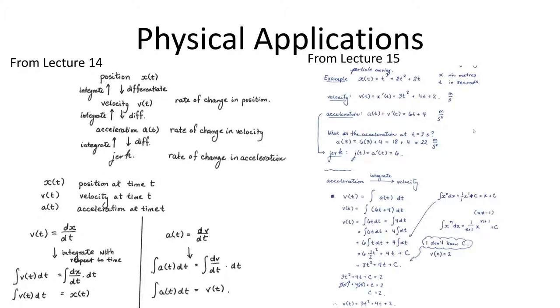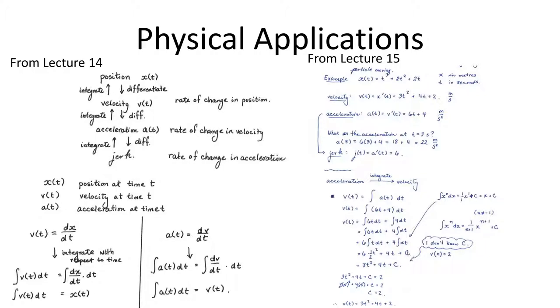We had lecture 15. Here's an example of a particle moving. So we have a polynomial here. We can differentiate that once, and that gets us the velocity. We can differentiate that again to get the acceleration, and again to get jerk. And we can also undo that. Here, we're going to go from the acceleration to the velocity, so integrating that.